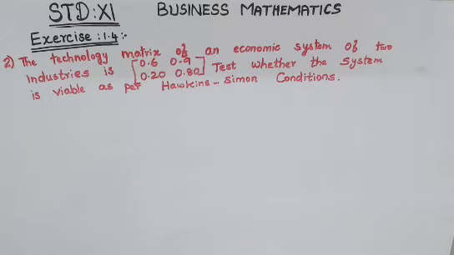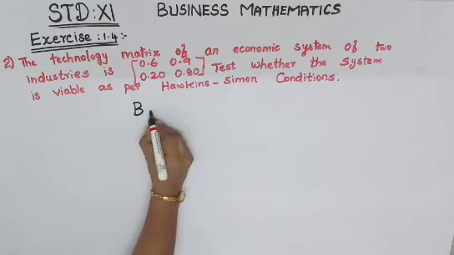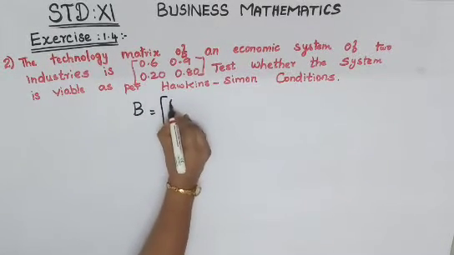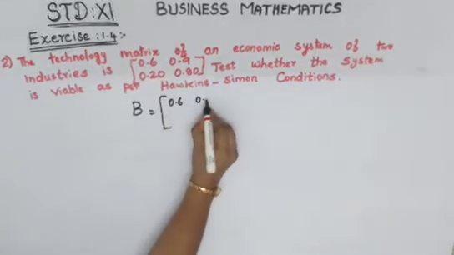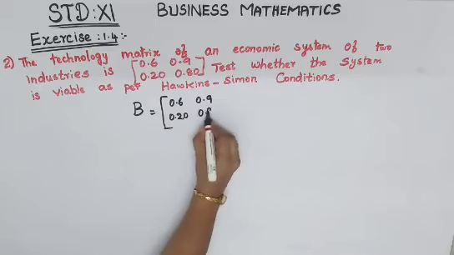Second question, the technology matrix of an economic system of two industries is given, a 2 by 2 matrix: 0.60, 0.9, 0.20, 0.80. Test whether the system is viable as per Hawkins-Simon condition. First, just declare the given matrix as B. So B is equal to the matrix 0.6, 0.9, 0.20, 0.80.